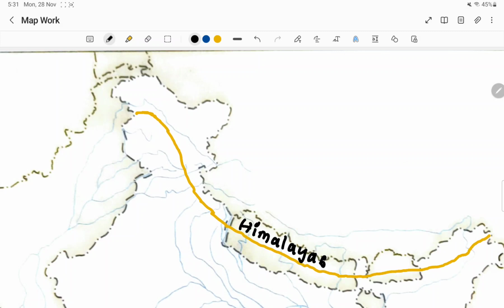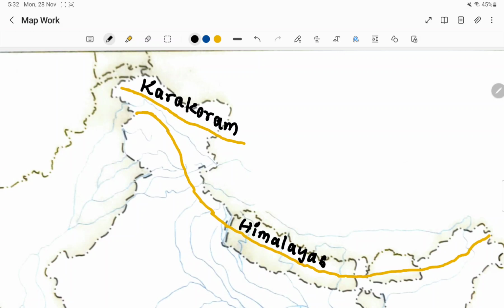Next topic will be the Karakoram. So let's just mark the Karakoram range. Right above the Himalayas, we will see the Karakoram range passing. So here is the Karakoram range.